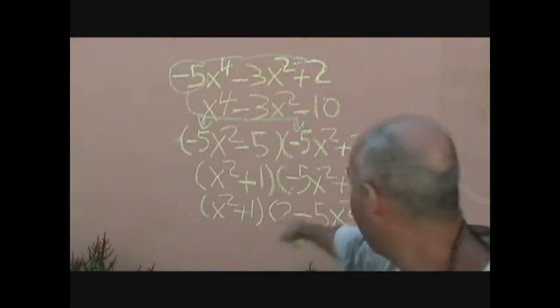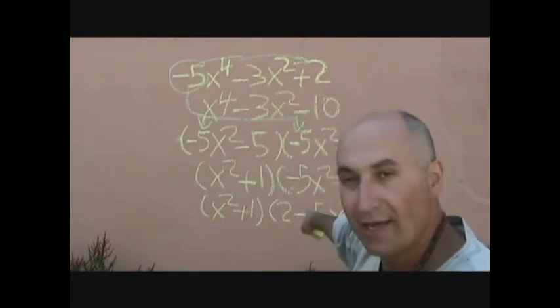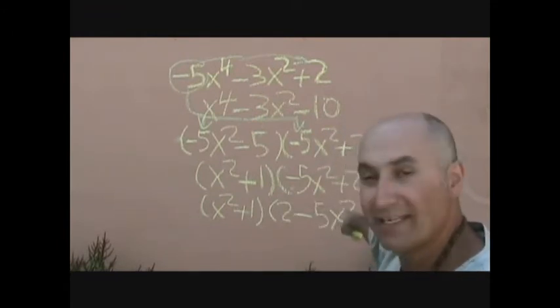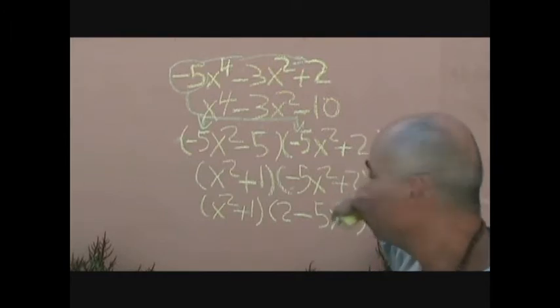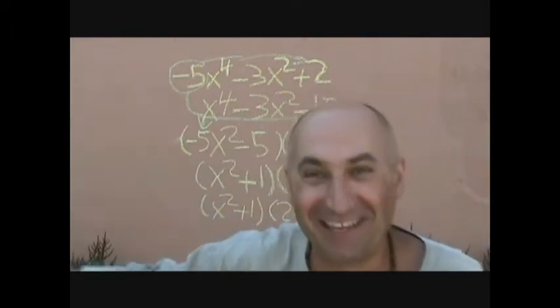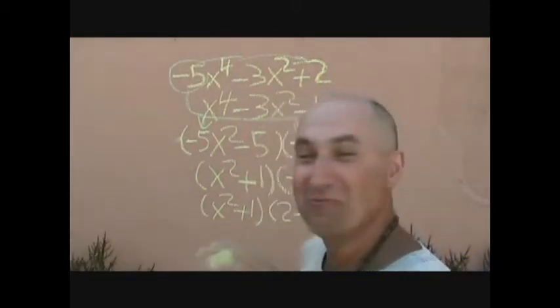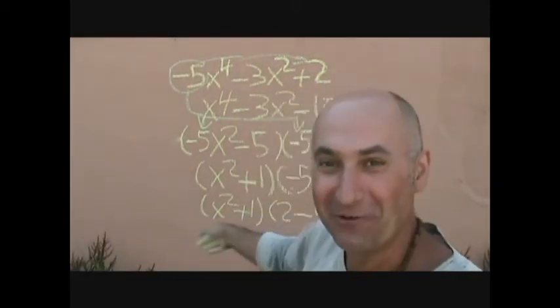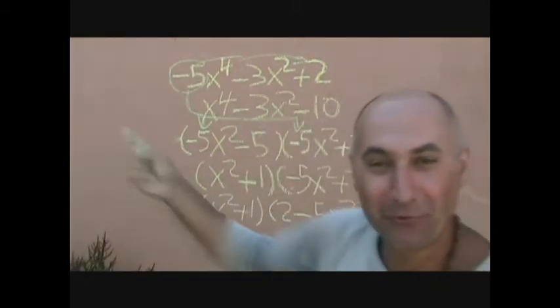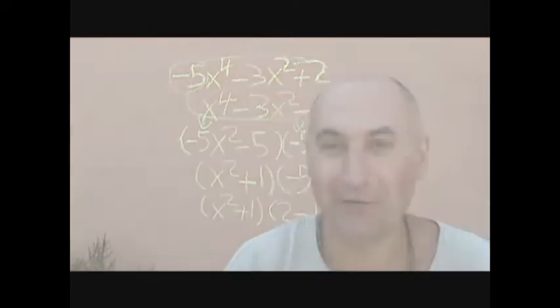So right now what we have is x squared plus 1 and 2 minus 5x squared. What we're going to do is move on to a different wall because I'm getting kicked off this wall. So we're going to move off to another wall and solve that equation, okay? So keep this in mind. I'm going to rewrite this on another wall and solve it, okay?